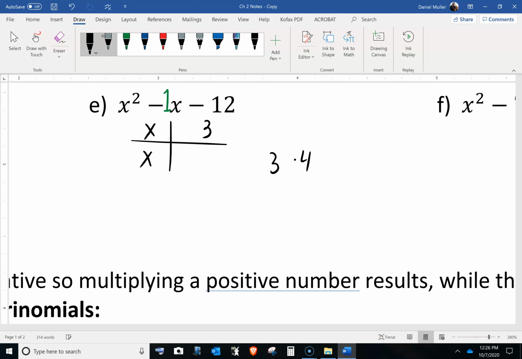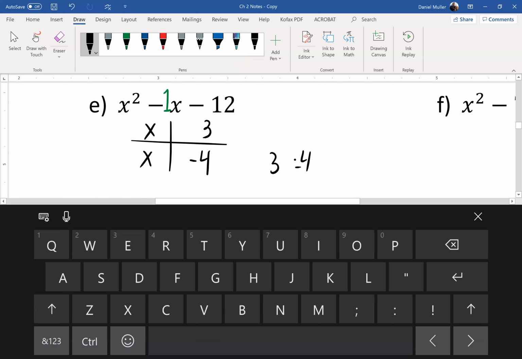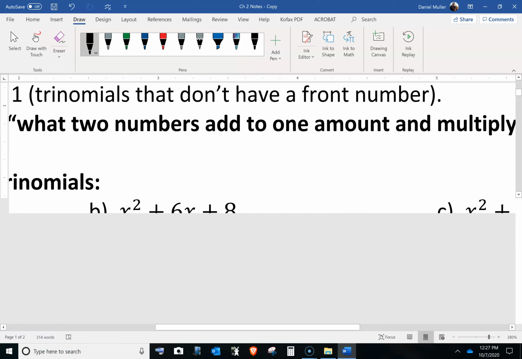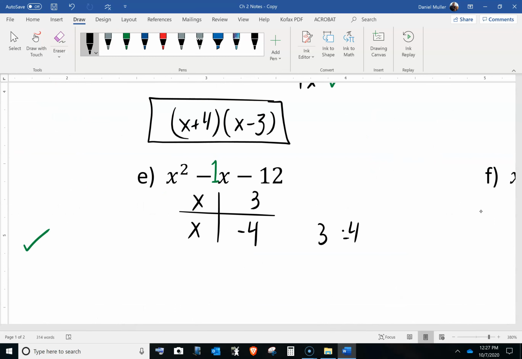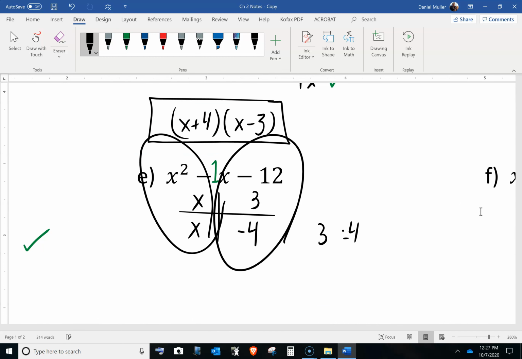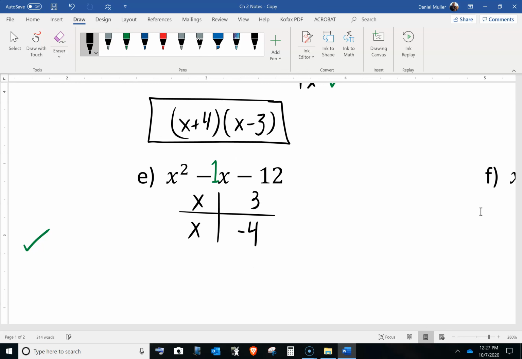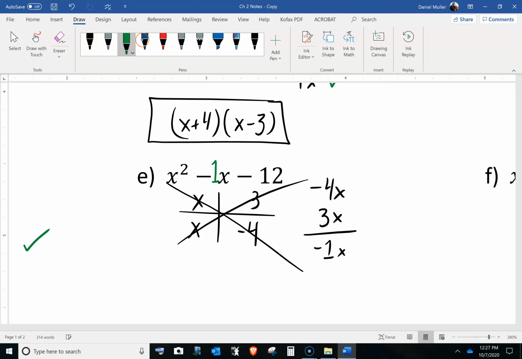3 and 4 would work if it was 3 minus 4. So if that was negative, which would work here because I need to multiply the right side to get to -12. And sure enough, 3 times -4 does multiply to -12. So my left side multiplies to my left, and my right side multiplies to my right. Now I can check my diagonals. So this is going to be a -4x, and this is going to be a positive 3x, which if I added them, get me a -1x, which is my middle term.